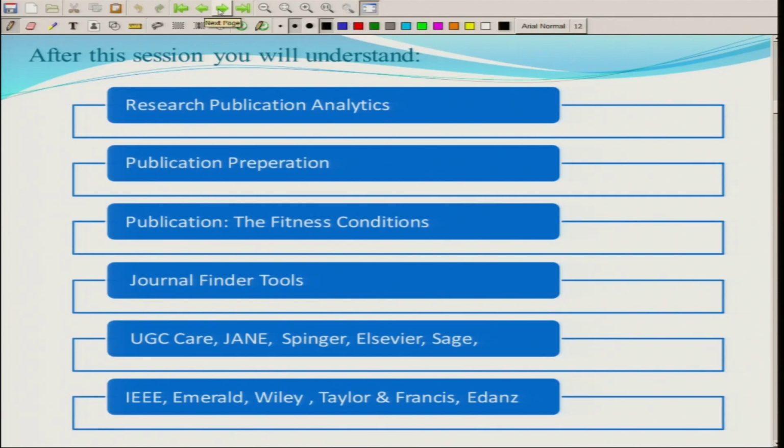In this way, we will be discussing, and learners will understand the UGC CARE system, the Jane system, that is the Journal Author Name Estimator, Springer, Elsevier, Sage, IEEE Xplore, Emerald, Wiley, Taylor and Francis and Inda. Learners will understand the importance of journal finder tools. They will understand the specifications and all the options available online, how to use them, and what the benefits of them are. So today's session will benefit learners in developing research publication analytics.